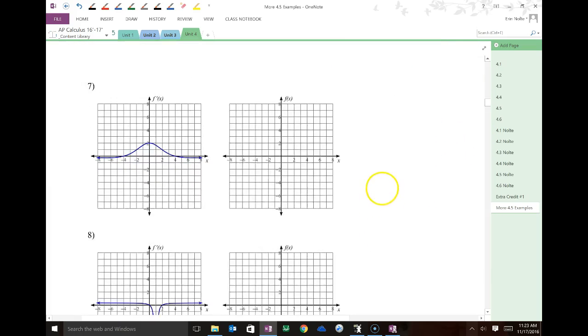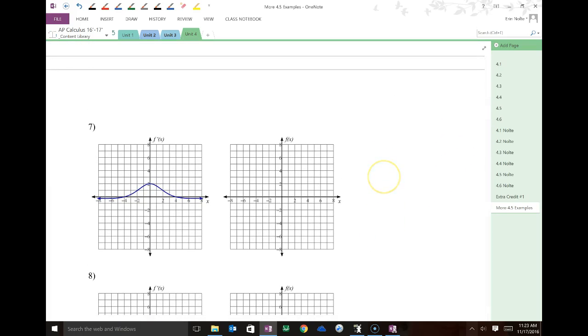Let's do one more. Actually we got a couple more, and these are just really good practice problems. Number 7, okay, so we're going to analyze what is given to us as our first derivative. So we're looking for where the first derivative is 0, so where does it cross the x-axis? I see it crosses at -4, and it crosses at +4.